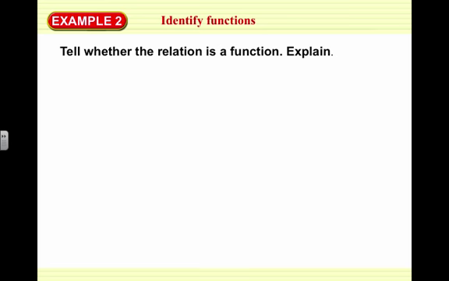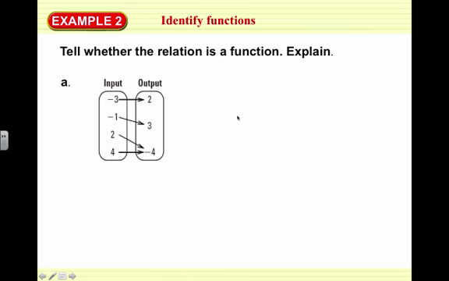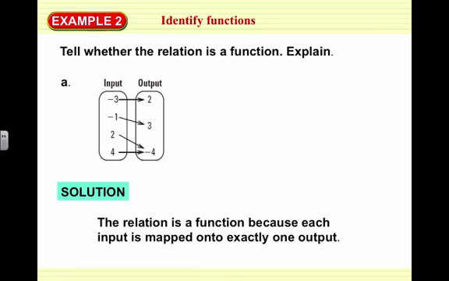So we're going to tell whether the relation is a function, and we're going to explain. Okay, so here we've got our inputs and we've got our outputs. So -3 maps onto 2, -1 maps onto 3, 2 maps onto -4, 4 maps onto -4. Now, there are 2 arrows pointing at -4, but that's okay. What we're looking for is that there's not 2 arrows coming from any one input. So this is a function because each input is mapped on to exactly one output.